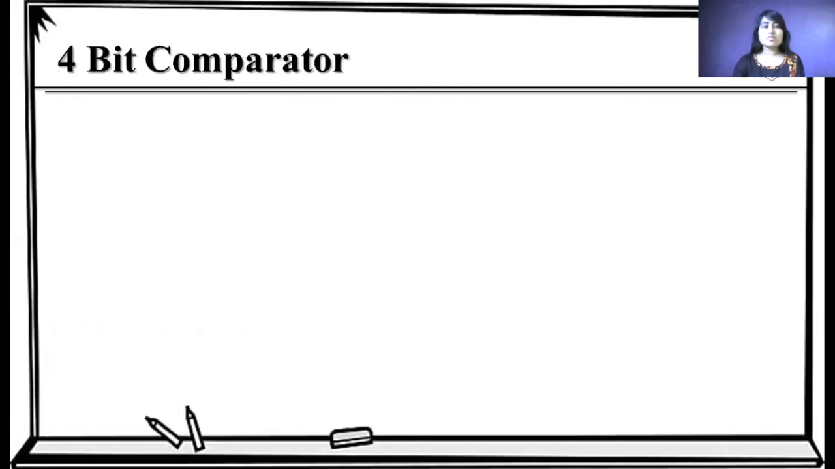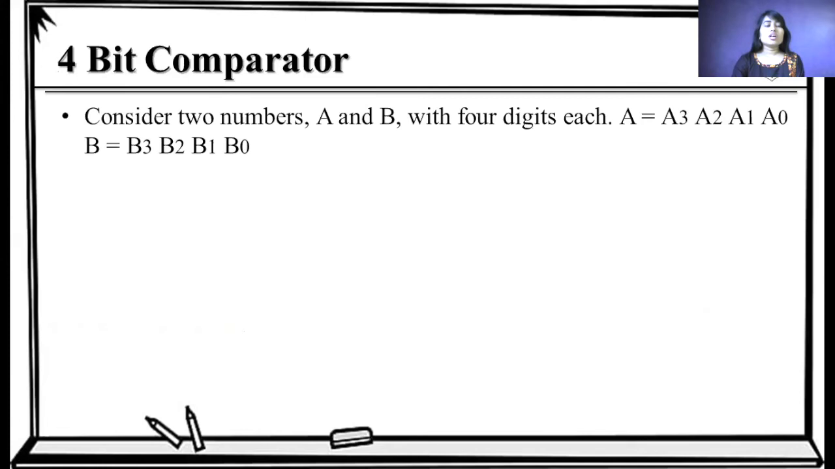Now let's discuss the 4-bit comparator. Consider two numbers A and B with 4 digits each. Here A equals A3, A2, A1, A0, 4 bits, and B equals B3, B2, B1, B0. Now, how does this 4-bit comparator work? First compare A3 and B3. If we have the condition A3 greater than B3 or A3 less than B3, we can write A greater than B or A less than B.